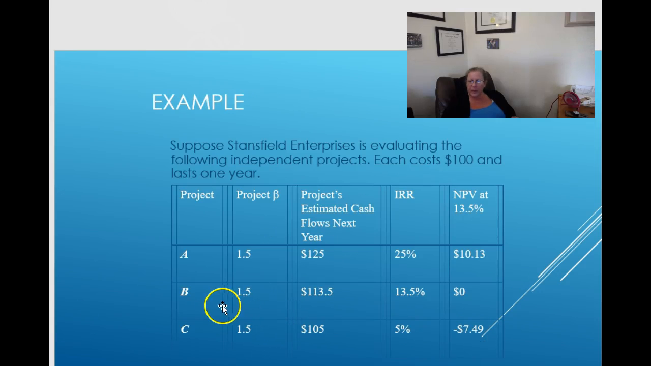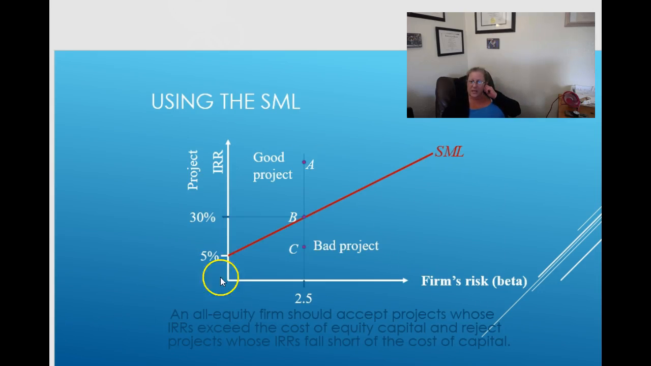Now let's look at B. It has positive cash flows. The IRR is 13.5%, which is the same as the discount rate, and then the NPV is 0, so it's not negative, but it's 0. You can see on the SML that project just fell right on the line. So you probably want to continue to look at that and evaluate it, look at the payback period, look at all different things, and then decide which one you're going to go with.